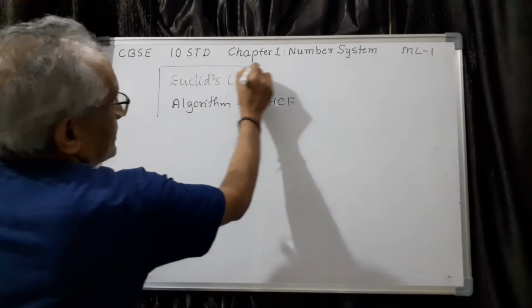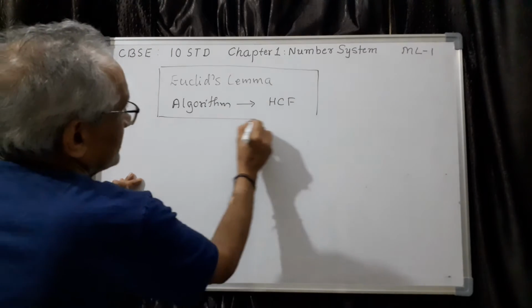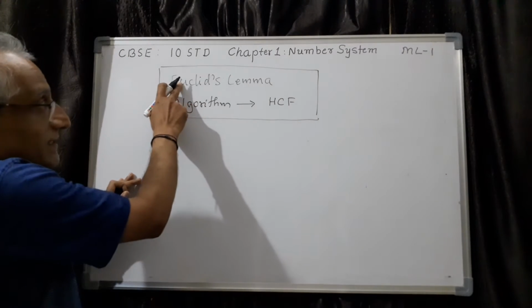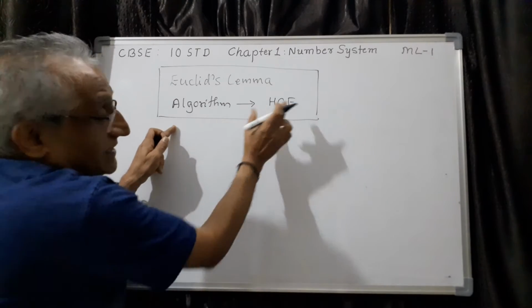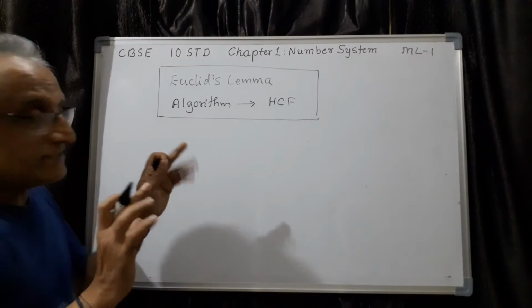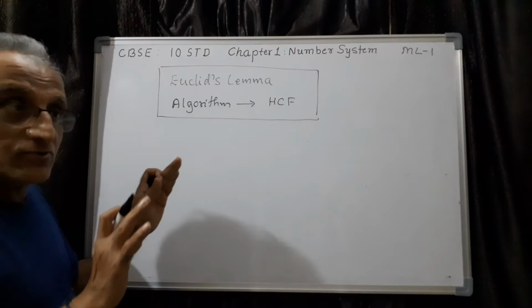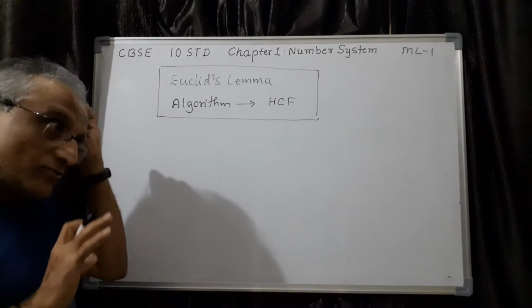Euclid's lemma we are studying. Then we are studying the algorithm based on that lemma. Then using the algorithm we are finding the HCF of two given positive integers. So this is what we are going to do. Let us be very clear about what we are going to do.